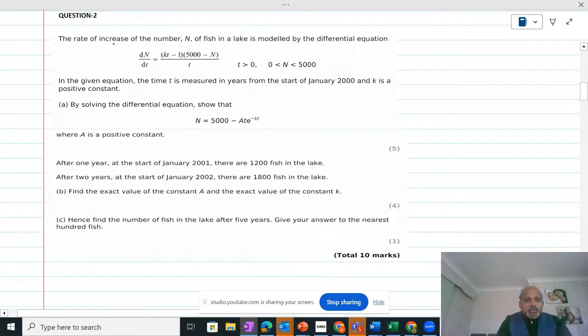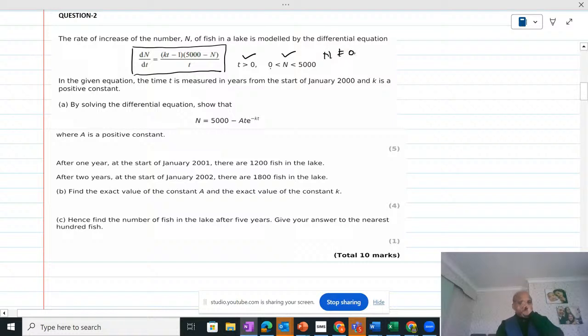It is saying the rate of increase of the number n of fish in a lake is modeled by the differential equation. So this is the differential equation. Okay, t is greater than 0. Read the boundaries, conditions, whatever restrictions they have given. So n is between 5000 and 0, which means n cannot be 0. Number of fish cannot be 0. In the given equation, the time t is measured in years, starting from January 2000, and k is a positive constant.